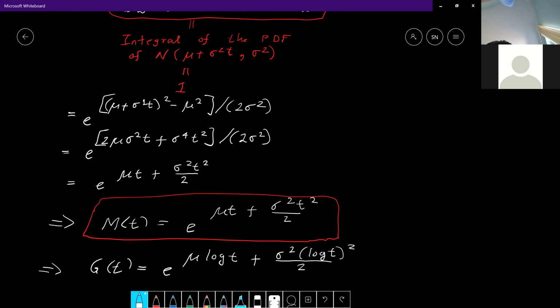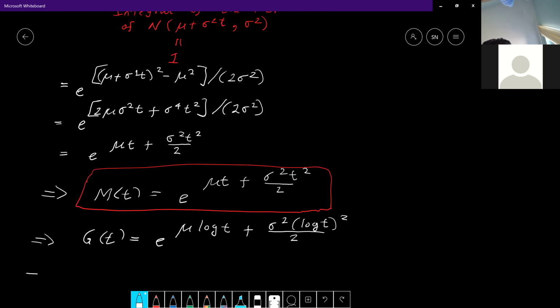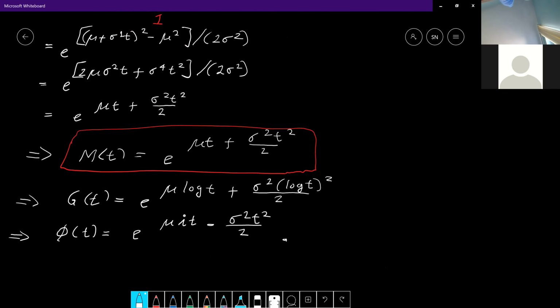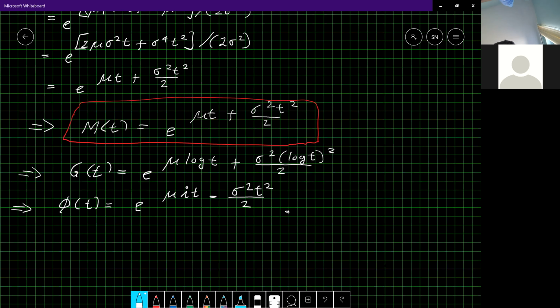This is the PGF of a normal variable, and you can also show that the characteristic function of a normal variable is e to the power of mu it, where i is the complex number, minus sigma squared t squared divided by 2. Once again, I'm not going to prove it. I will leave that as an exercise for you to do. So that's example 3.